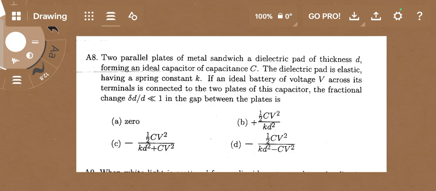It is saying two parallel plates of metal sandwich a dielectric pad of thickness D, forming an ideal capacitor. The dielectric pad is elastic with a spring constant K. So when an ideal battery of voltage V is connected across the terminals of the two plates, there is a fractional change in the gap between the plates. So what is that gap?